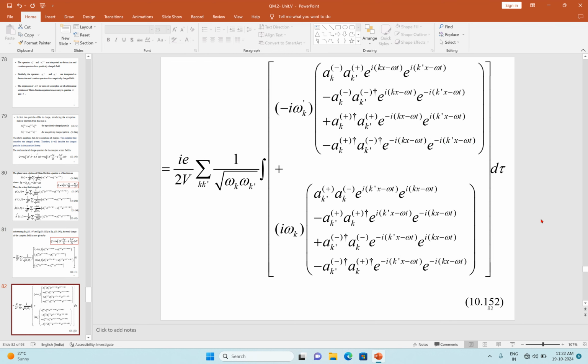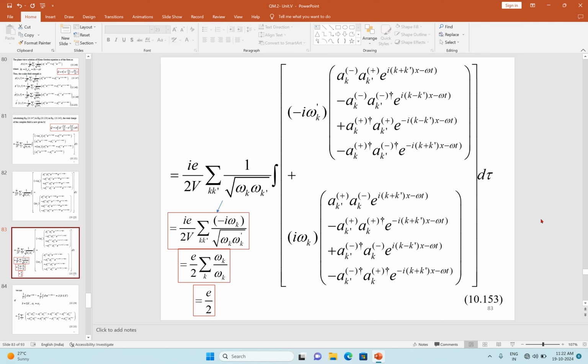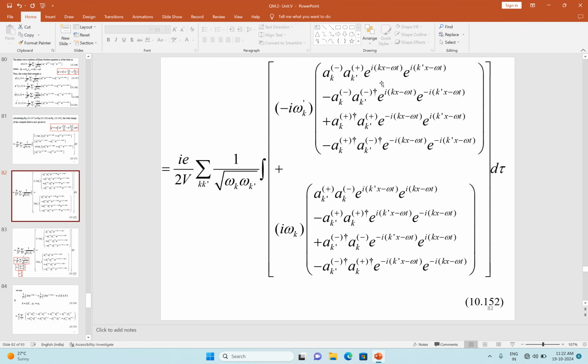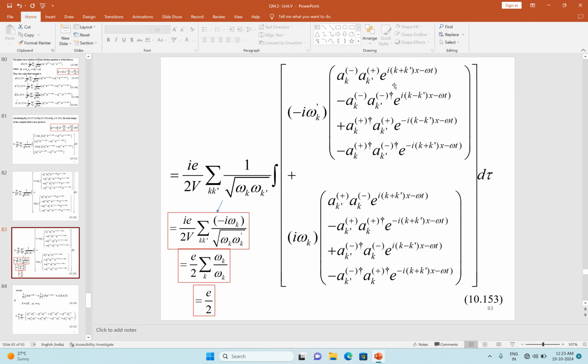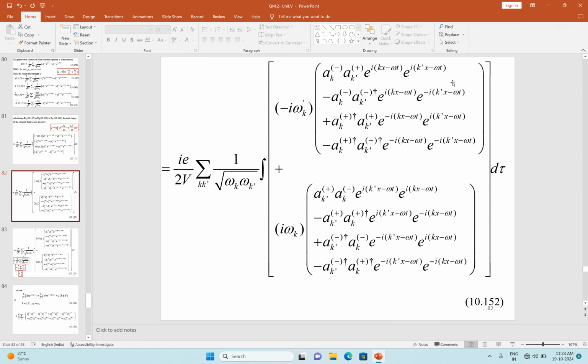So this is equation 10.152. Now I can add these two terms here. You have e power i(kx minus omega t), e power i(k prime x minus omega t). I can pull i out, and k plus k prime I can pull. See here, I can write this as e power i(k plus k prime)x minus omega t. Similarly for the second term, I can pull i out, so that will become k minus k prime, so k minus k prime, minus omega t.